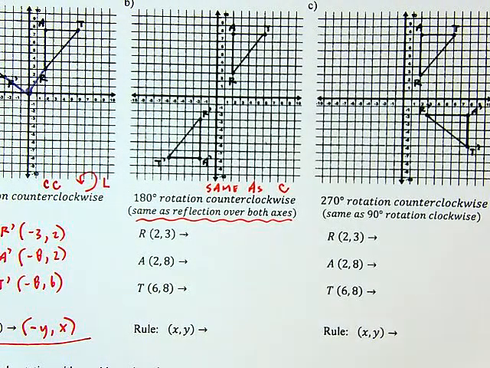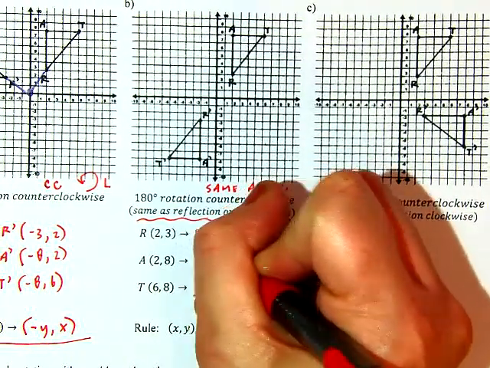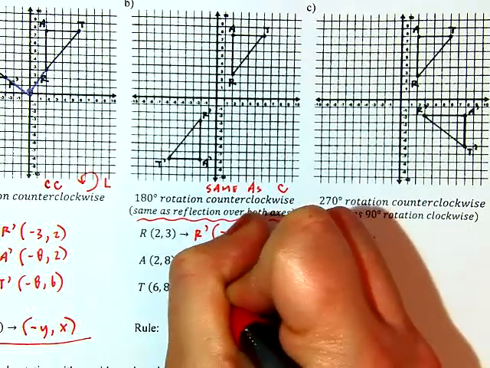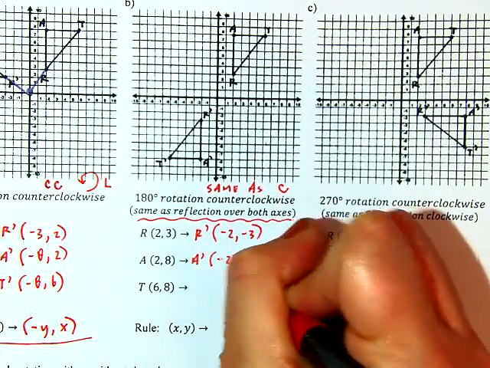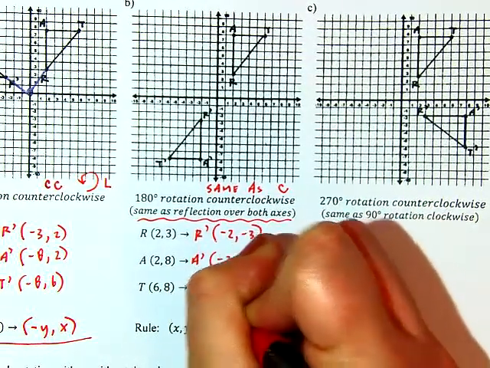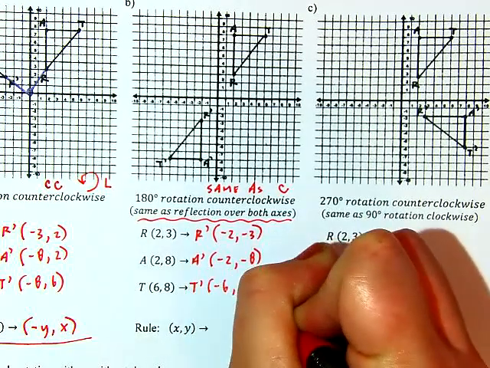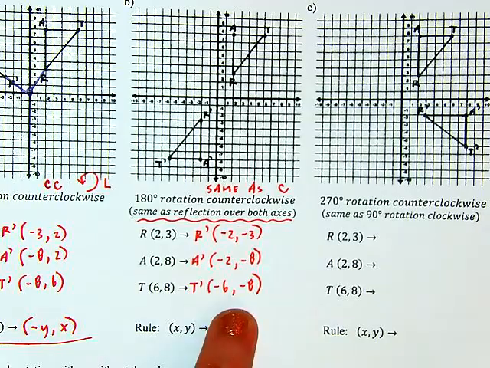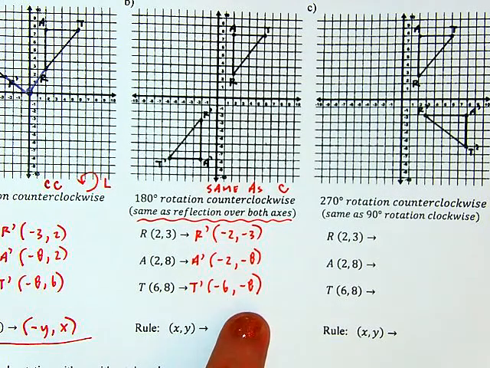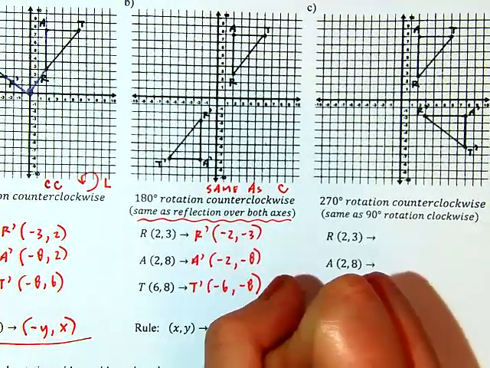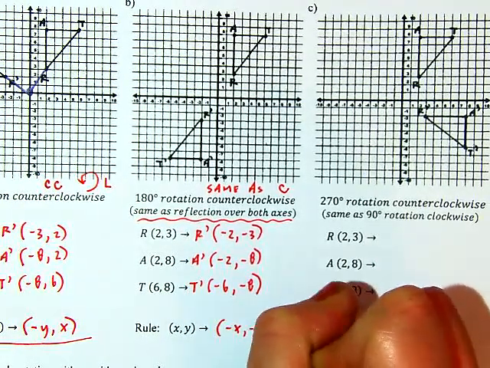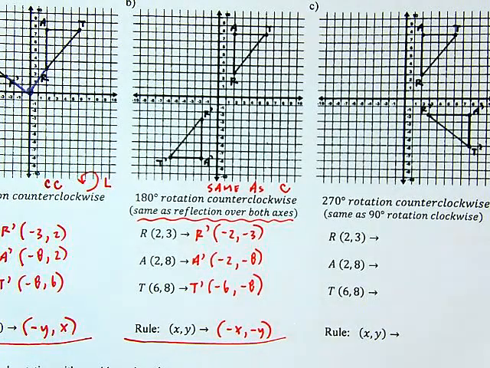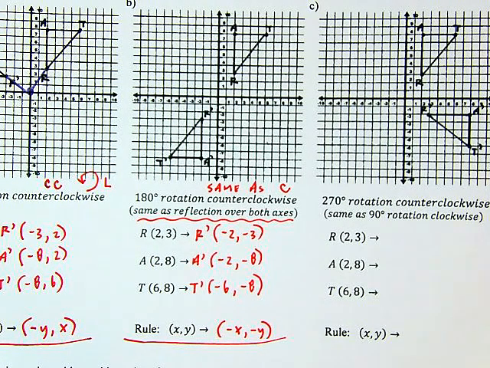All right, so here let's look at the new image points for R. So R prime is at -2, -3. A prime is at -2, -8. T prime is -6, -8. So if I look at what's happening from the original to the new for all of these, they've all just switched to the opposite sign. So our rule here is just -x, -y, right? Every coordinate is switching to the opposite sign. So positive becomes negative, negative becomes positive.